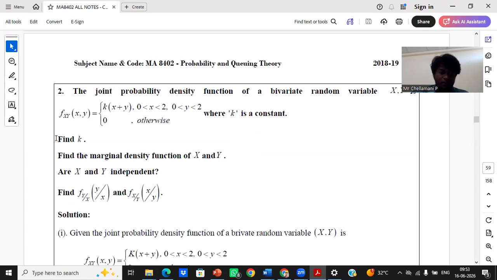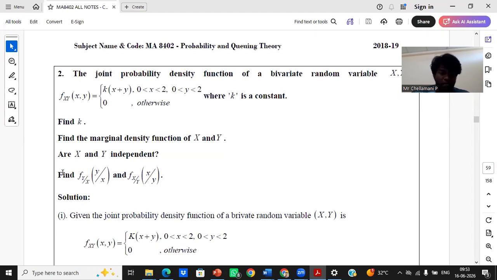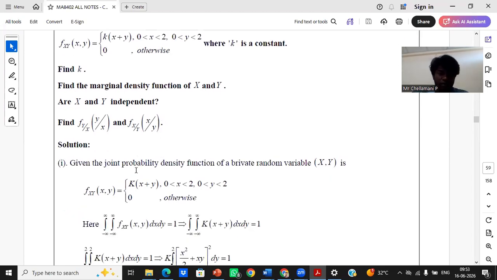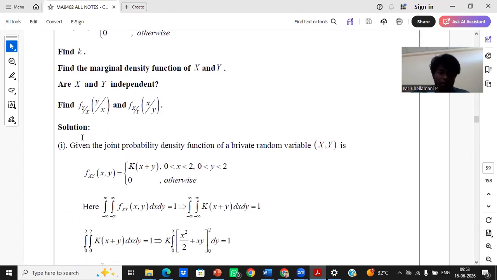So we must find: the first subdivision is find the k value. Our second subdivision is find the marginal density functions of x and y. The third one is, are x and y independent. And the last one, find f of y given x and f of x given y. So first we are going to see our first subdivision, find the k value.